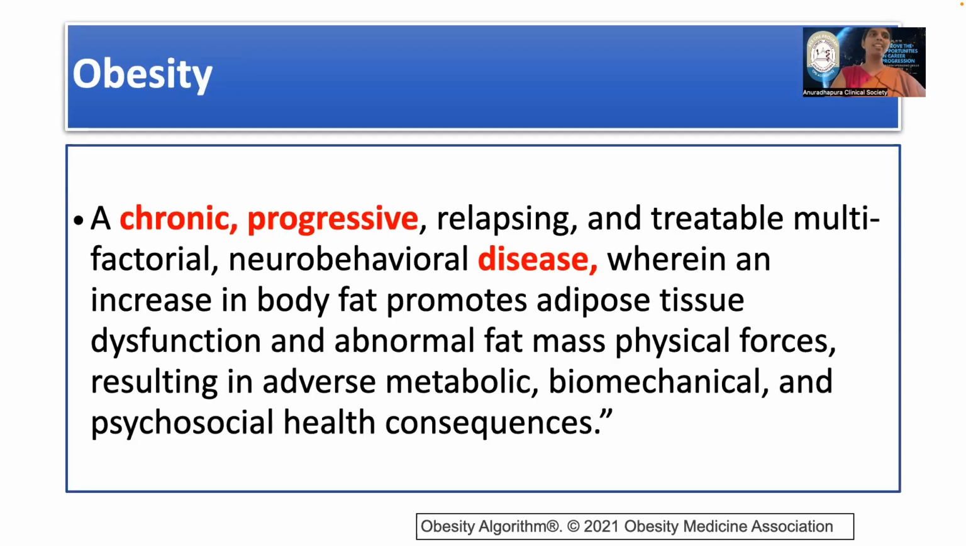Let me tell you that we don't traditionally consider obesity as a disease, but according to several international organizations and associations, it is considered a disease because there's ongoing inflammation which affects all the metabolic and biochemical functions in our body, which will lead to psychosocial and health consequences. So obesity is not just a risk factor now, it is considered a disease.